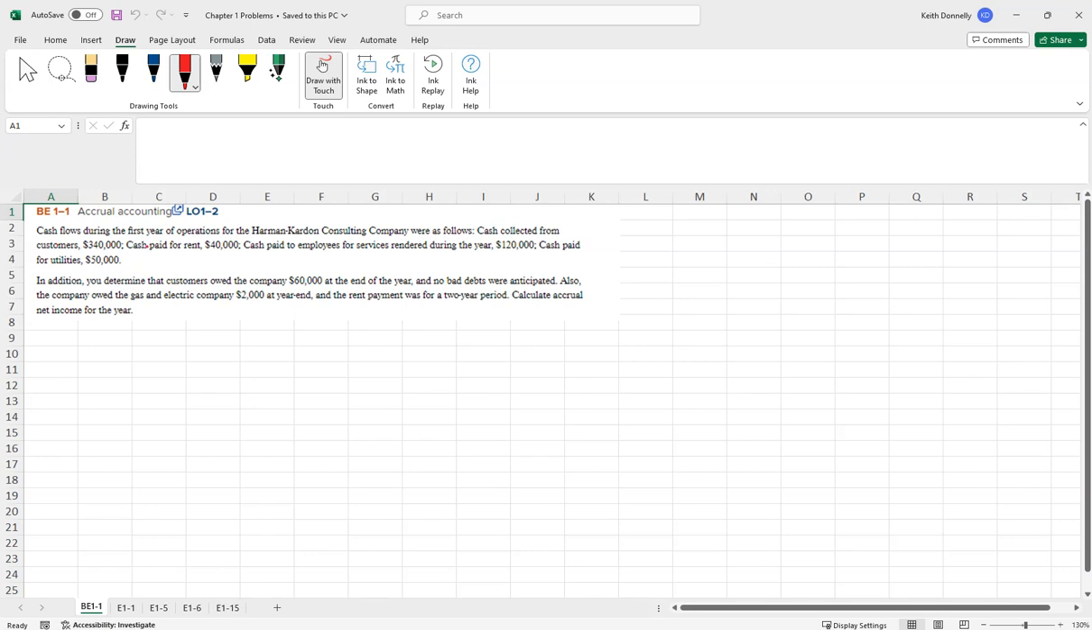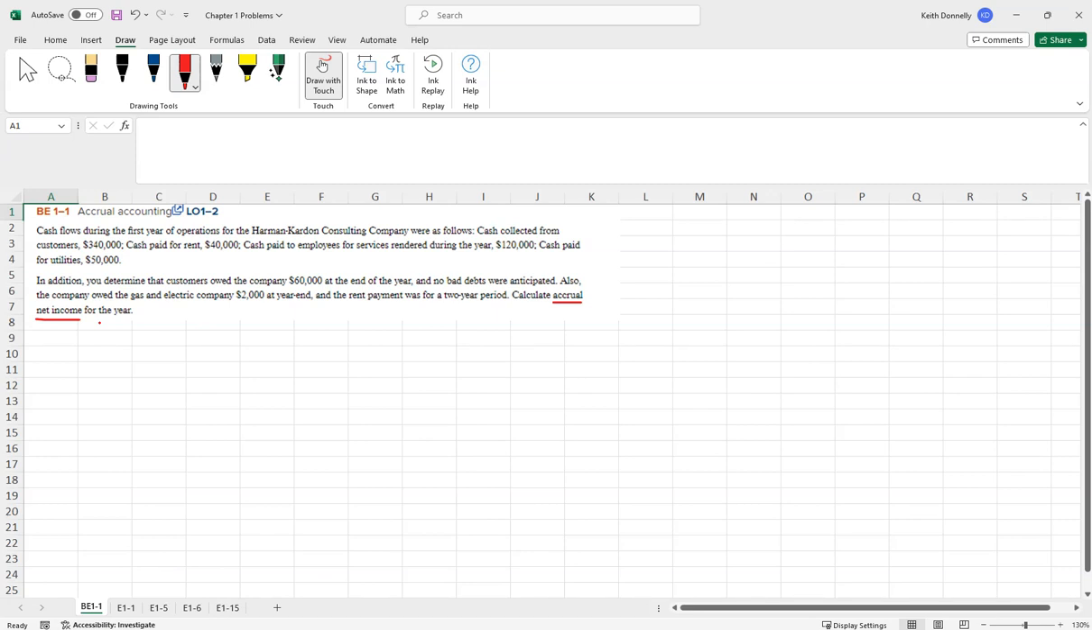It says, hey, cash flows during the first year of operations for a business were as follows. So they're giving us some cash collected, cash paid for rent, for employees, for utilities. And then they say, in addition, you determine customers owed the company 60 grand at the end of the year. There were no bad debts. Also, the company owed the gas and electric company 2 grand at year end, and the rent payment was for a 2-year period. They want us to calculate accrual net income for the year.